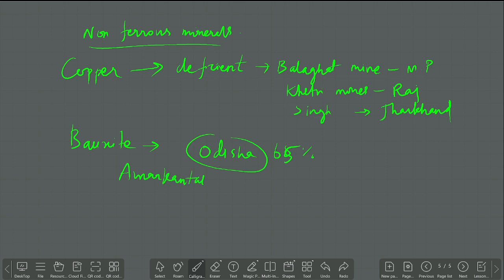Very important question. Amarkantak Plateau. And then Maikal Hills, and the Plateau region, Bilaspur, Katni, all those. Understood? Now, Odisha is the largest bauxite producing state in India. Panchpatmali deposits in Koraput district are the most important bauxite deposits in the state.